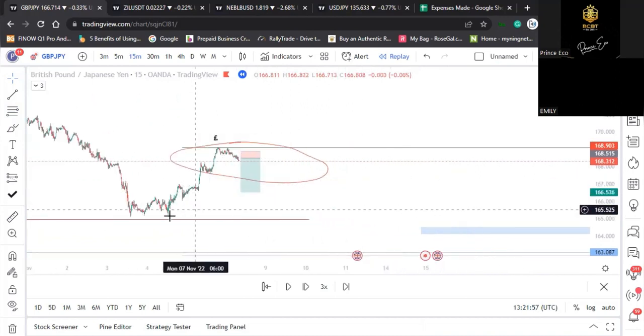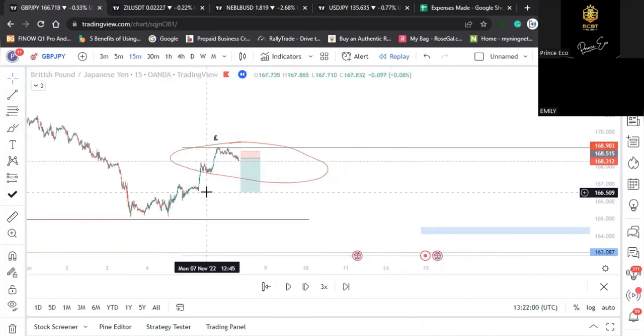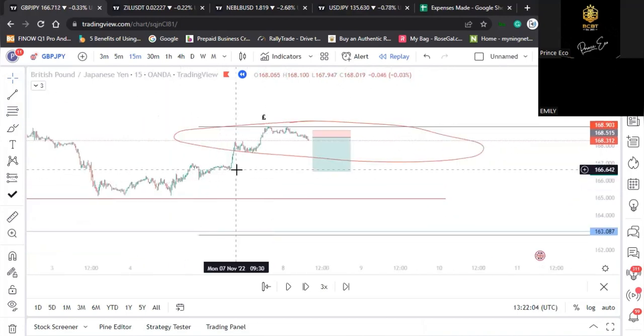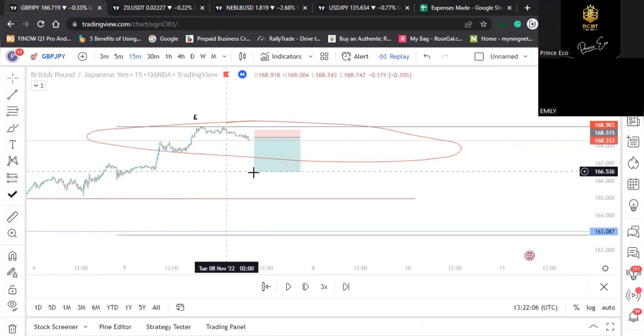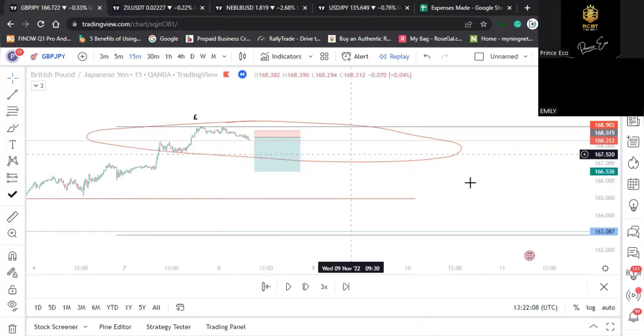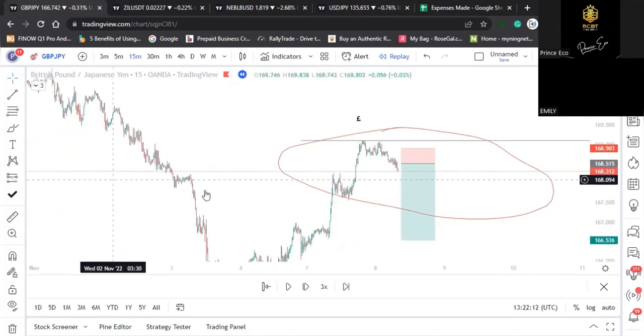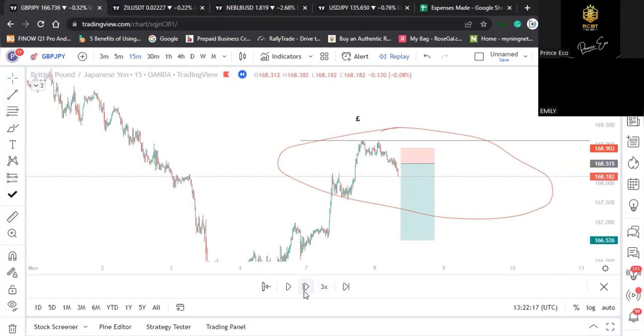Now, mind you, there's liquidity here, there's liquidity here, there's liquidity here. Some people might want to see another block, but this is where I'm going to put my take profit. Let's see what happens now. And in this game, there's always what we call patience. So let's see.